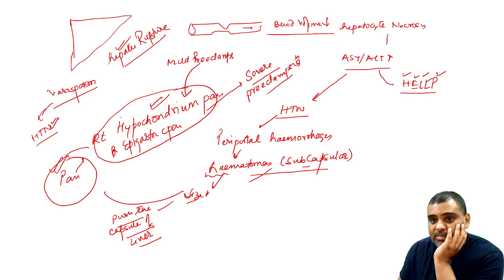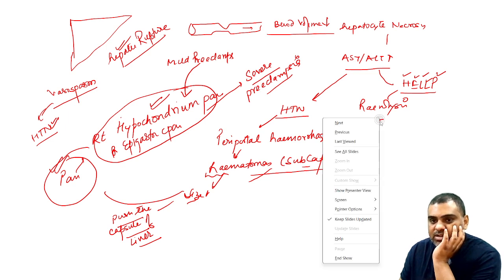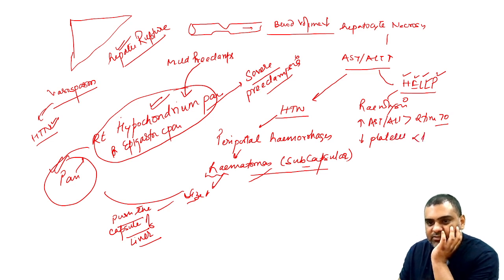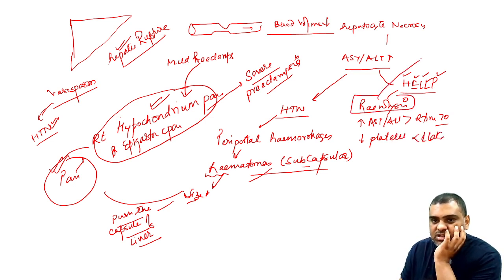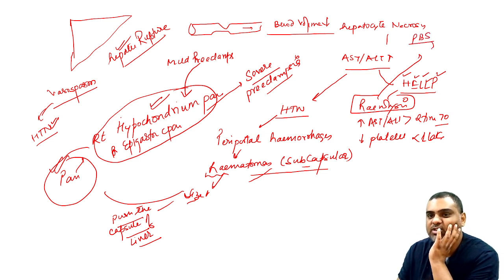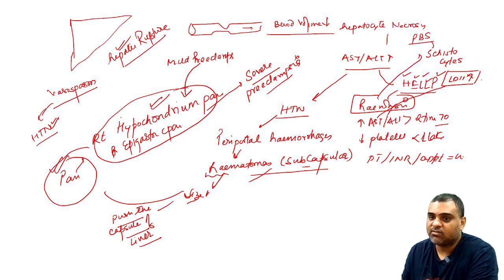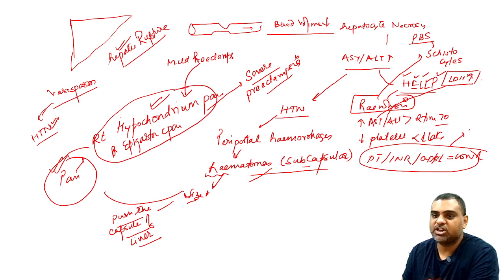And what is HELLP syndrome? HELLP syndrome is, first, hemolysis; second, increased AST, that is elevated liver enzymes, AST and ALT 2 times normal, that is more than 70; and decreased platelets, that is less than 1 lakh. So how will you diagnose hemolysis? You will see it on the peripheral blood smear: you will see schistocytes. Second, you will see the LDH value is increased. Now please remember, in HELLP syndrome, PT, INR, and APTT are all within normal range. So this is how you can differentiate it from DIC.